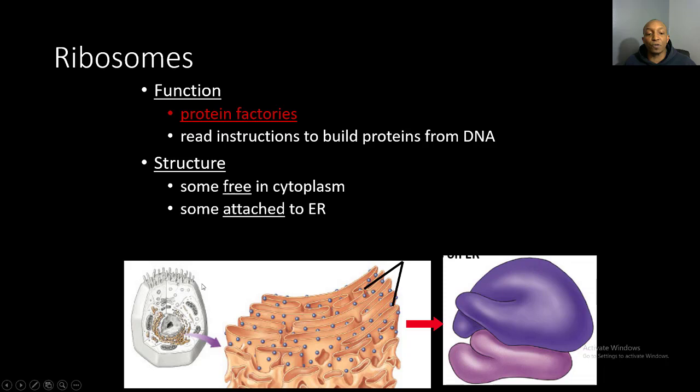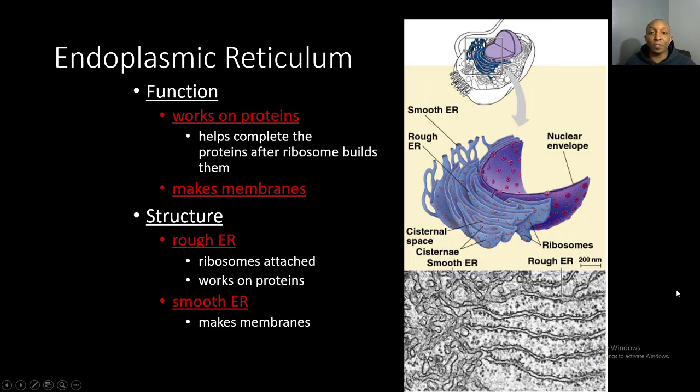So you'll see some of them floating freely around in that cytoplasm, and then some of them are attached to the rough endoplasmic reticulum. So here's an example of the rough endoplasmic reticulum right here. If you notice, you see these little dots on here. All of these are ribosomes. And the reason why they call it the rough endoplasmic reticulum is because it looks bumpy or rough. So now let's take a look at the endoplasmic reticulum.